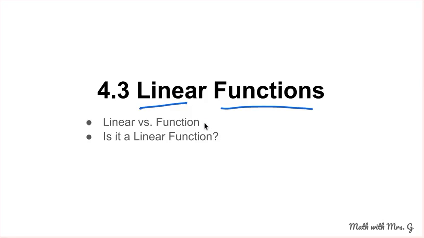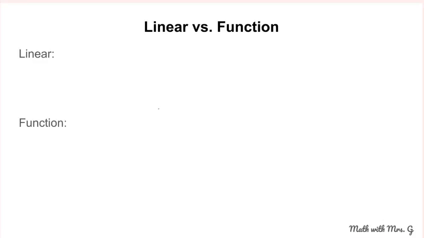So today we're going to talk about the definitions of linear versus function. Okay, so we were talking linear back more in chapter 3 when we were writing equations of lines, and in chapter 4 we're talking about functions, and now we have them paired together. So we just want to make sure that we're clear on the definition of linear and the definition of function. Then we're going to talk about looking at either a table or a graph and saying, is it a linear function? All right, so let's go ahead and dive into the conversation.